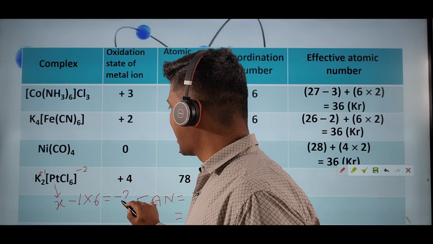Now let's check if 86 is the correct answer. Yes, it is the correct answer. Now you solve this one.